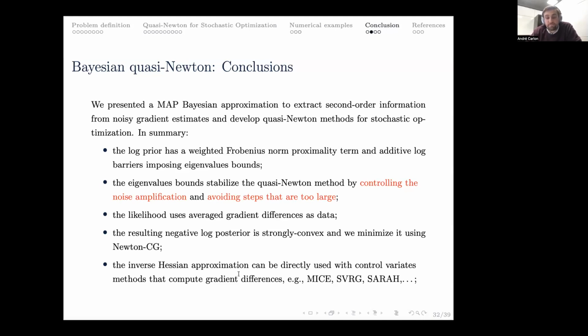And finally, we discussed how to maximize this posterior distribution using the Newton CG method efficiently. It's also important to note that this could be used with other methods, MISO, SVRG, SARAH, and any other first-order method that is based on computing gradient differences that you use for stochastic optimization.